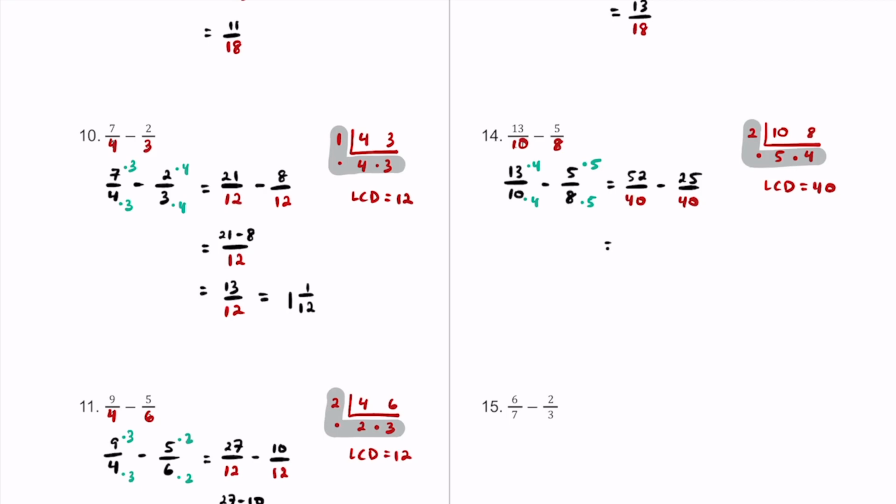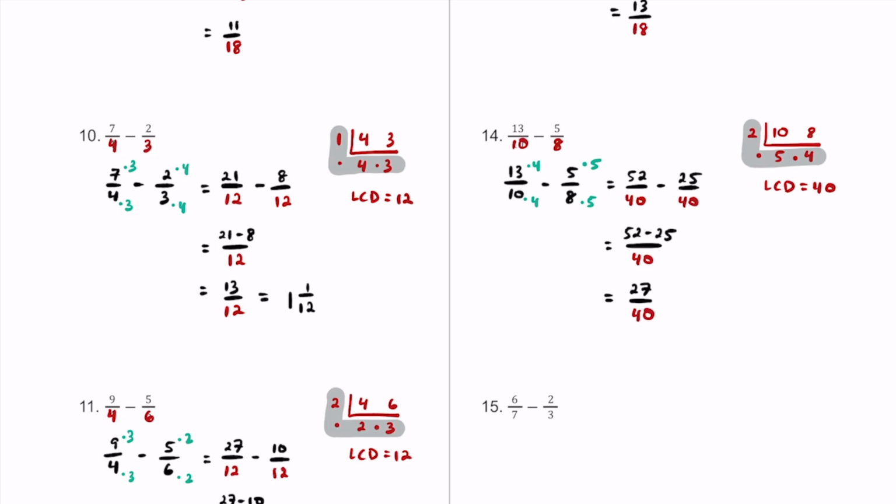Alrighty, so we have common denominators of 40. So let's go ahead and put 40 on the bottom here. And on top, let's go ahead and take that 52 and subtract that 25. Now, 52 minus 25 is going to be 27. So our final answer is going to be 27 over 40.